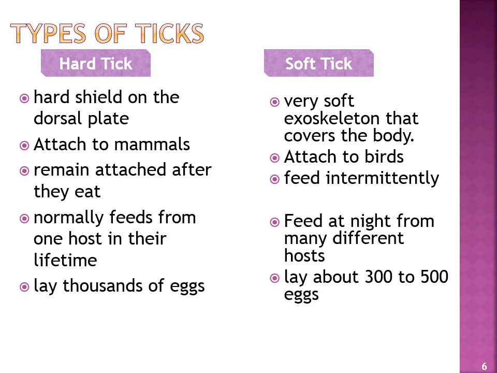The number of eggs laid by the hard ticks may be from 2,000 to 4,000 eggs. However, in the soft ticks, usually it's from 300 to 500 eggs.